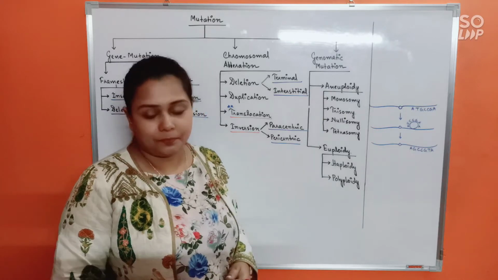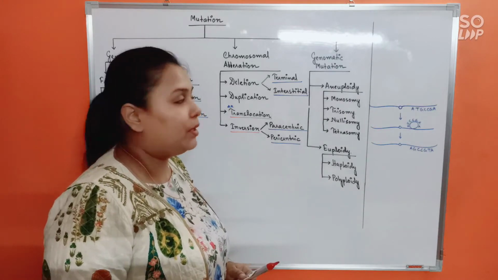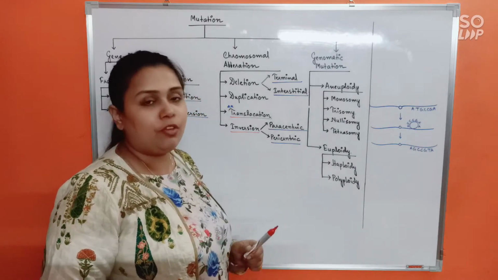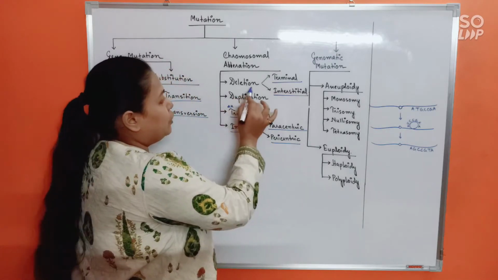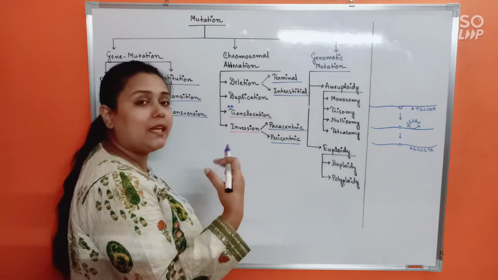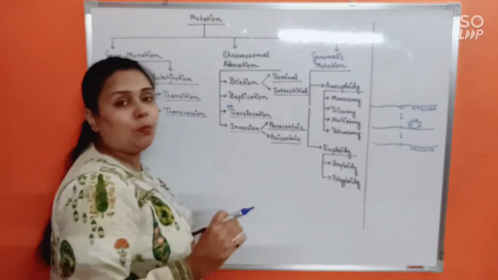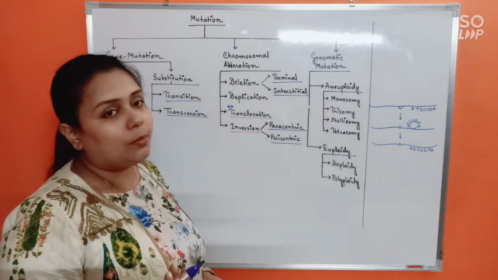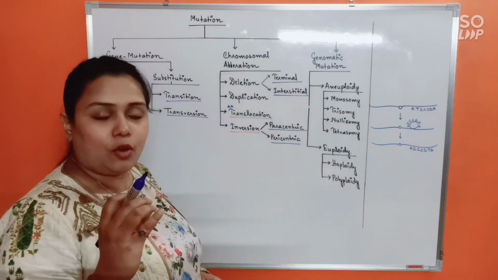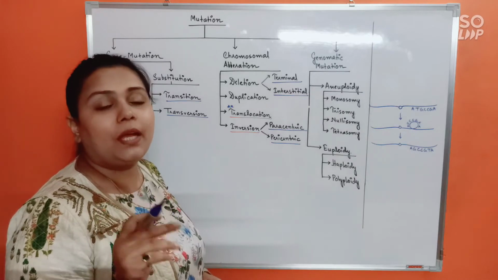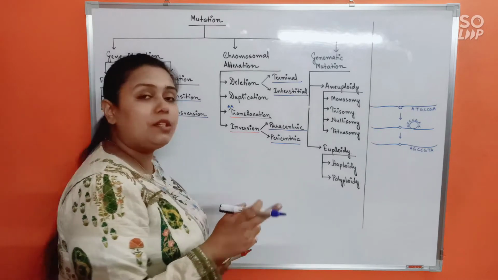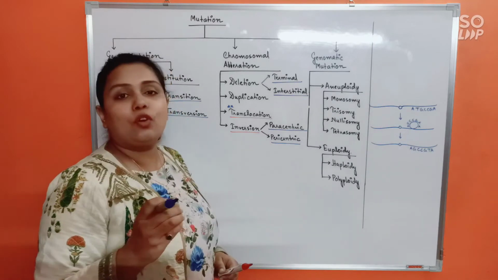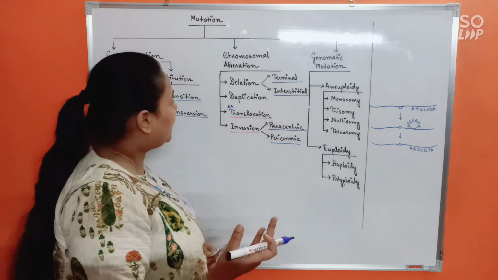Understood? Fine. So that's all regarding chromosomal aberration as well. I hope all of you are clear. So deletion means a part of the chromosome gets deleted. If it is deleted from one end by a single cut, it's terminal. If it gets deleted from in between by double cut, it is interstitial. If a part of the chromosome is doubled up, we call it duplication.